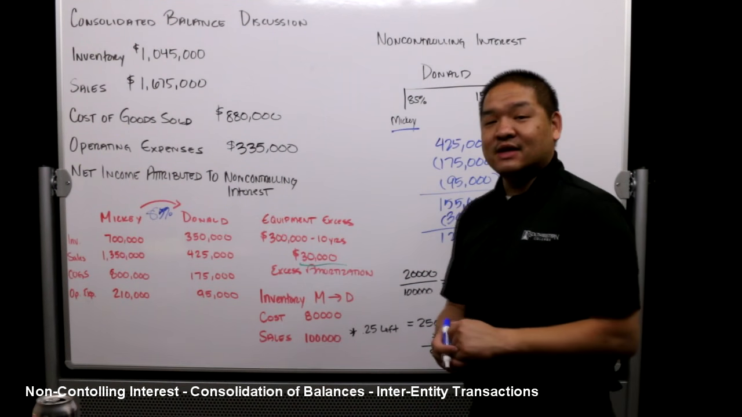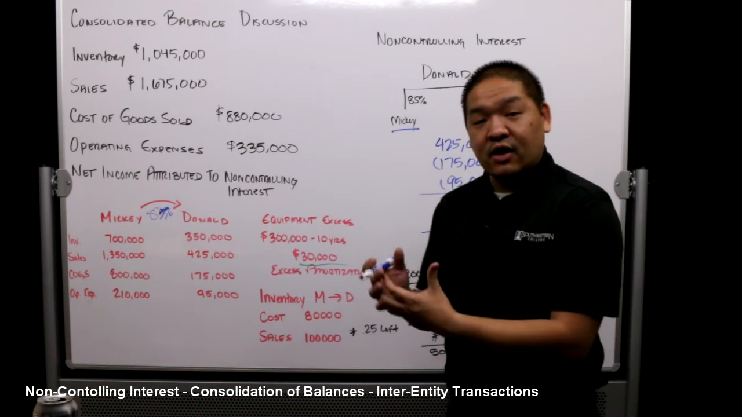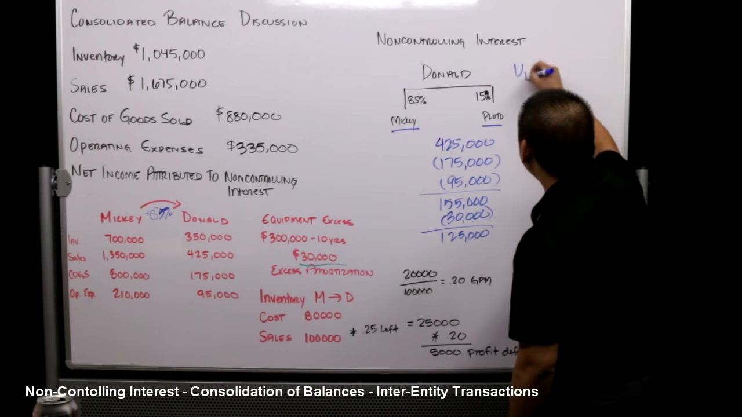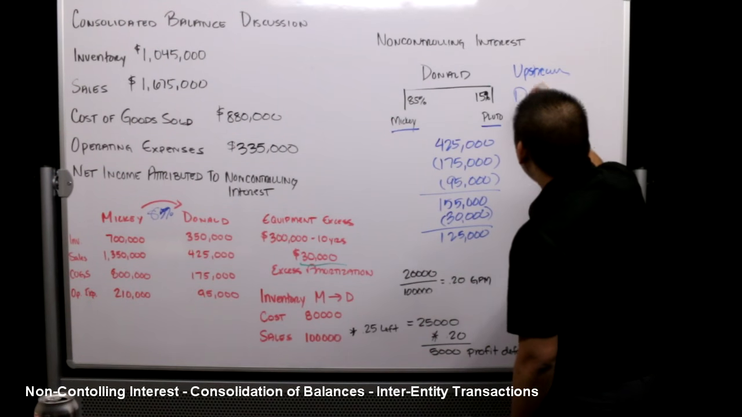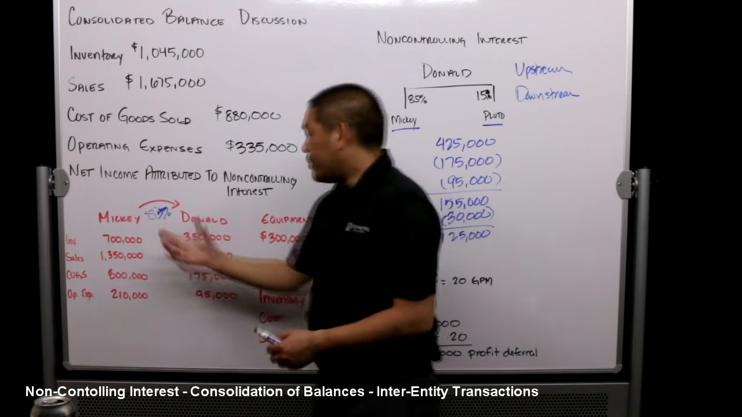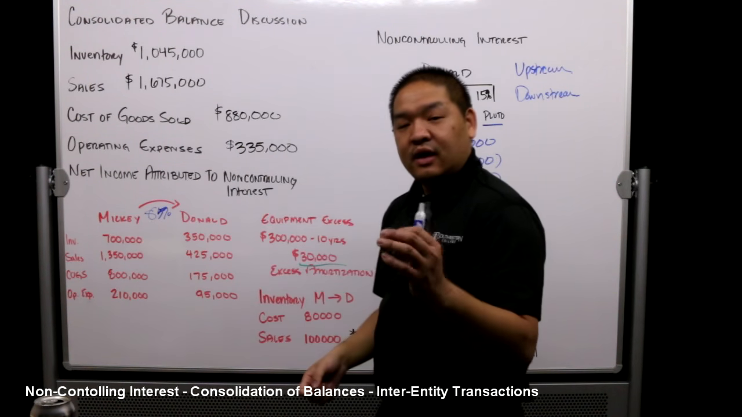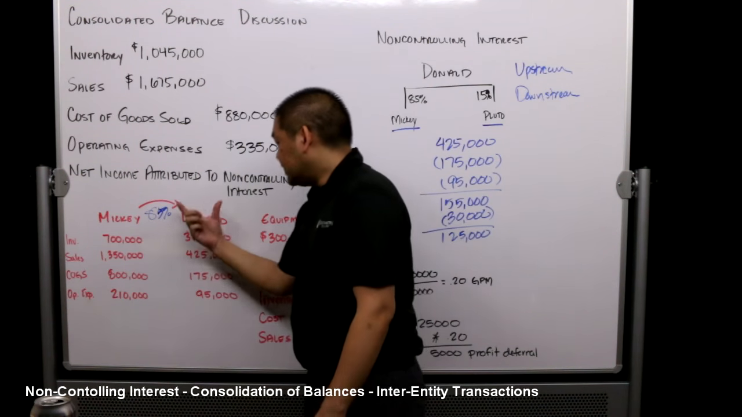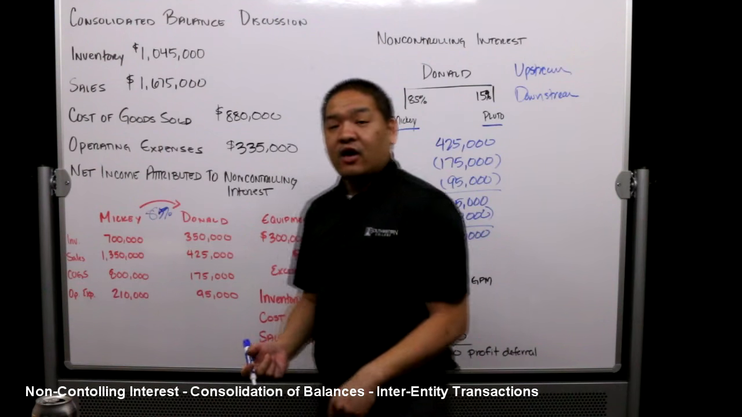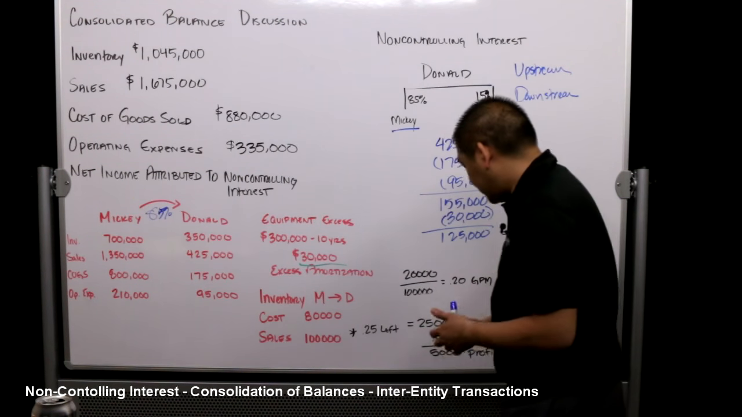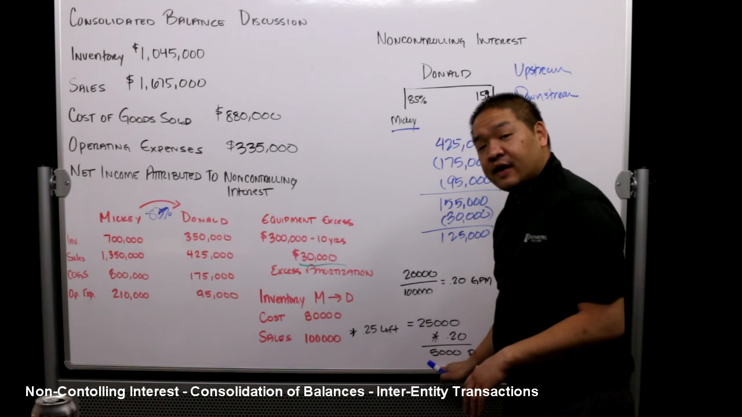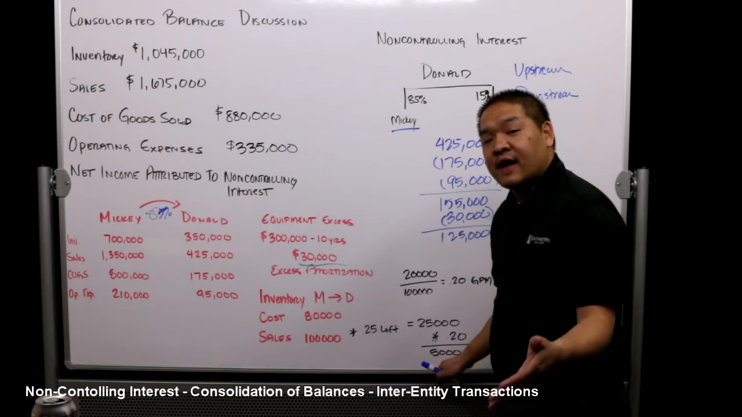Now, there's one thing that we have to contend with, and this is where we're going to deviate in our calculation of net income attributed to non-controlling interest, and that is the idea of upstream and downstream. As a review, downstream is when the parent sells inventory to the subsidiary. Upstream is when the subsidiary sells inventory to the parent. Okay? Now, why does this matter? Well, let's take a look here. Remember that we deferred $5,000 of profit here. When we deferred that $5,000 profit, the real question is who's deferring that $5,000 profit?